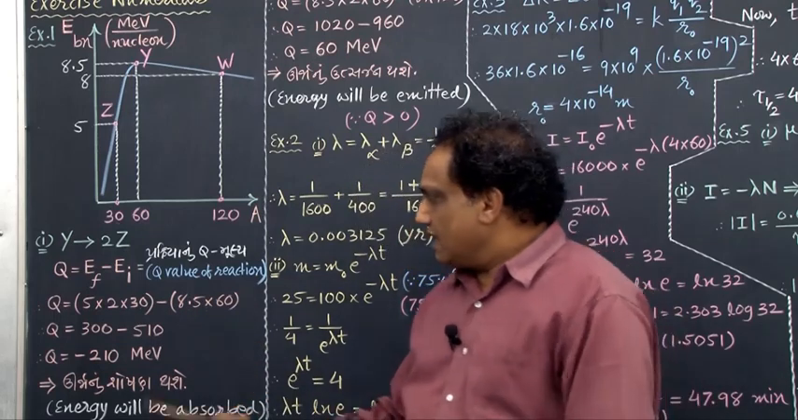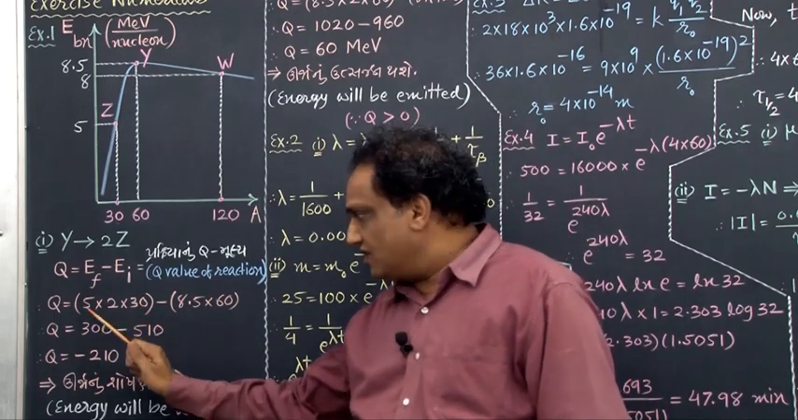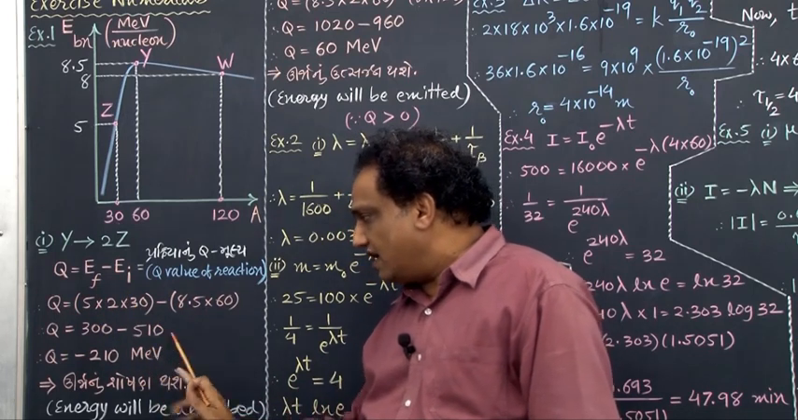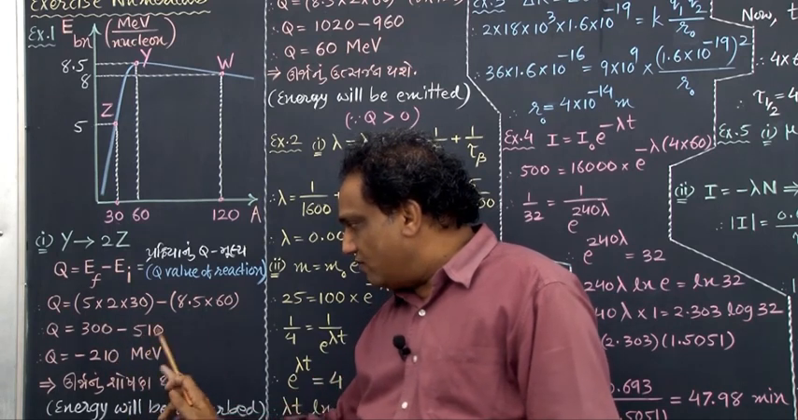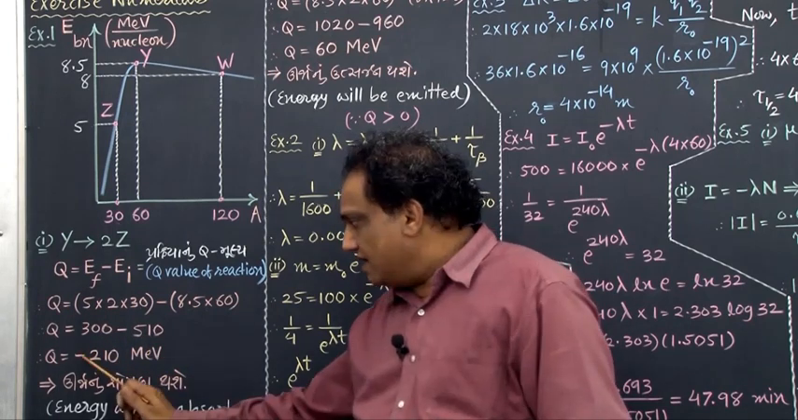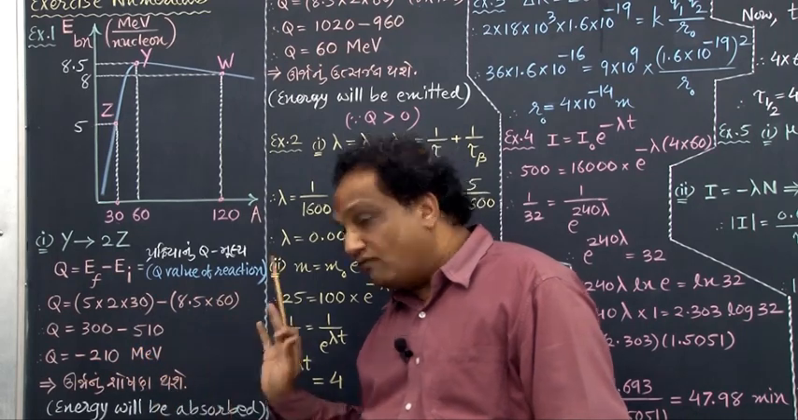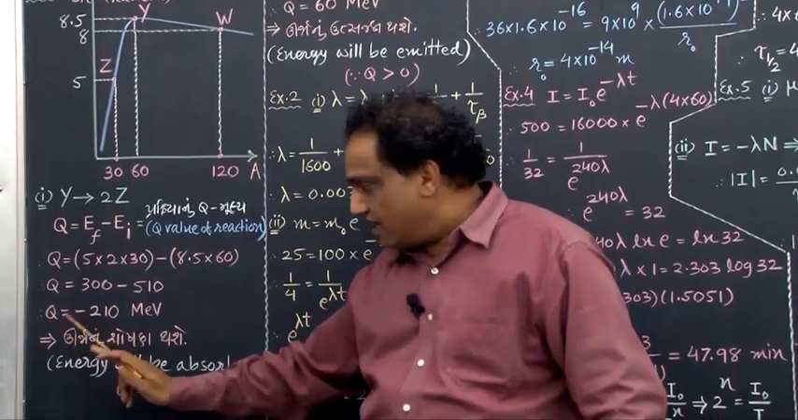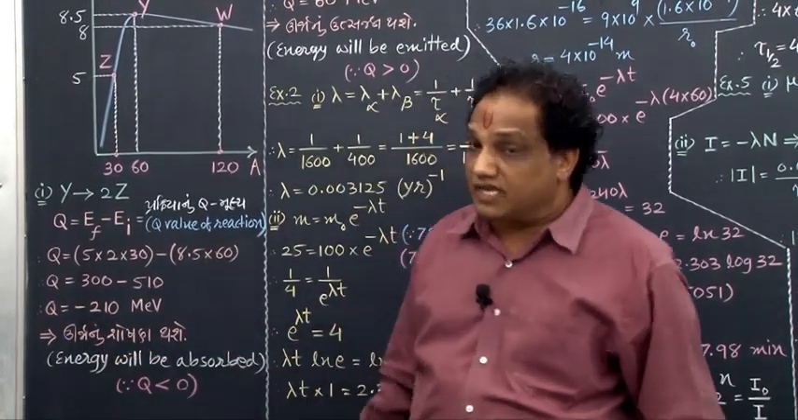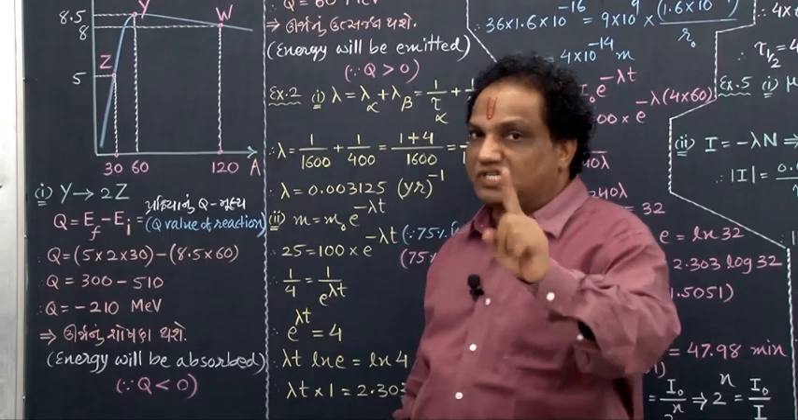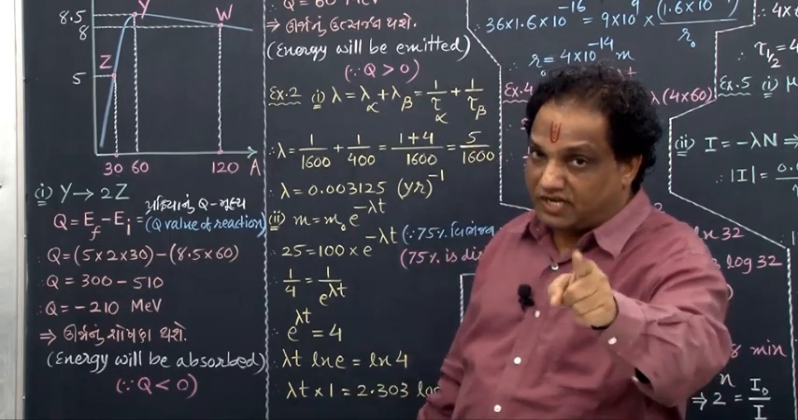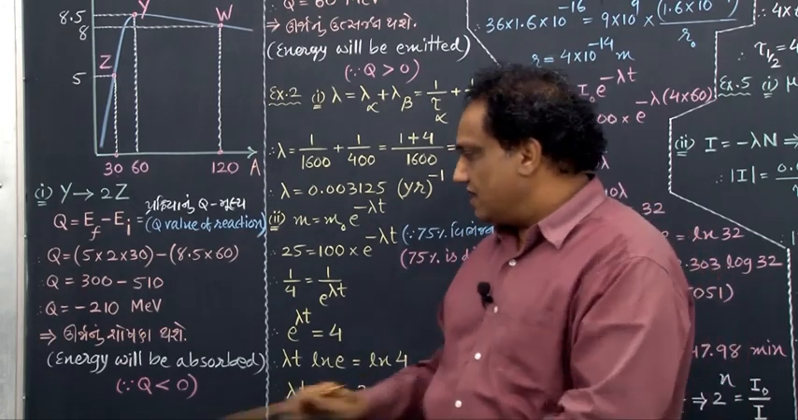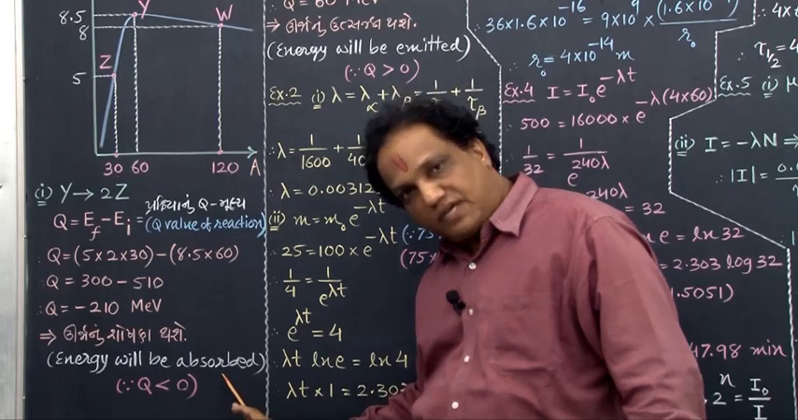Simple? Fine. Now 30 into 2, that is 60 into 5, that is 300. Minus 8.5 into 60 comes out to be 510. 300 minus 510, that is minus 210 million electron volt. Tell me, in this reaction, Q value of the reaction comes out to be negative. Negative means less than 0. Q less than 0. So just now I told you, whenever Q value of reaction is less than 0, energy is absorbed. Okay. So I have written here, energy will be absorbed, correct?